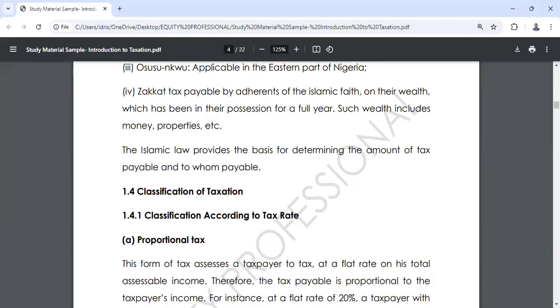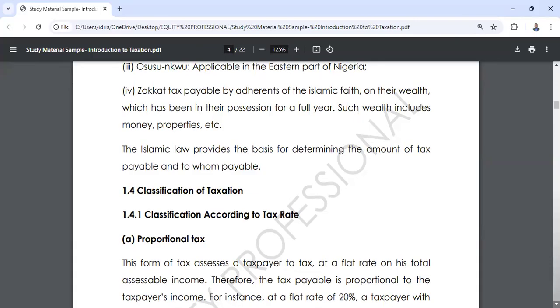There are 3 types of tax according to tax rates. We have progressive tax, we have regressive tax, and we have proportional tax. Like I said, let me repeat again. There are 3 classifications of tax according to tax rates, namely progressive tax, regressive tax, and proportional tax. What is progressive tax? What is regressive tax? What is proportional tax?